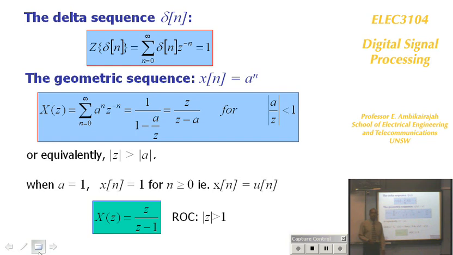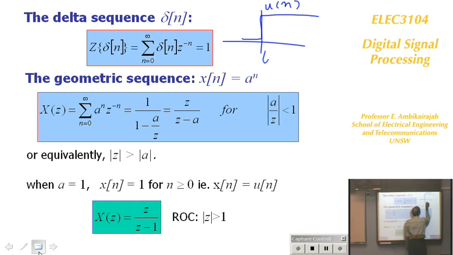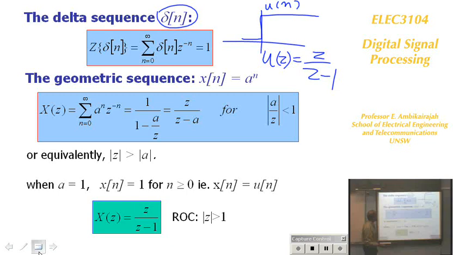Here is another example that you have. It's a delta sequence. Now, we have just done the step sequence, that is u[n], and we said X(z) is equal to z over z minus 1. That's the Z-transform for that. Let's take a delta[n] sequence. What is a delta[n] sequence? Basically, delta only has value equal to 1 when n equals 0, otherwise 0. So if you just multiply these all, your answer is 1. So the Z-transform of delta[n] is equal to 1.